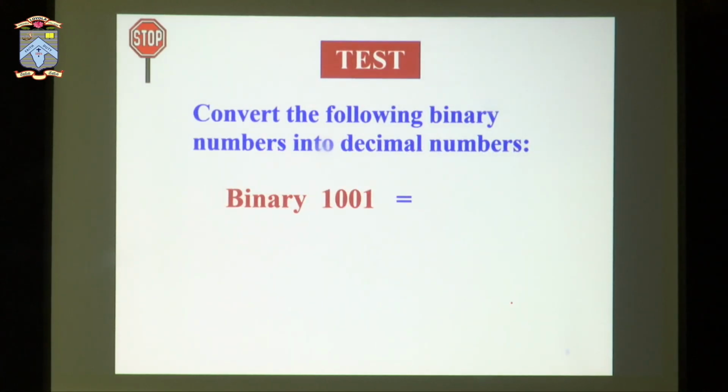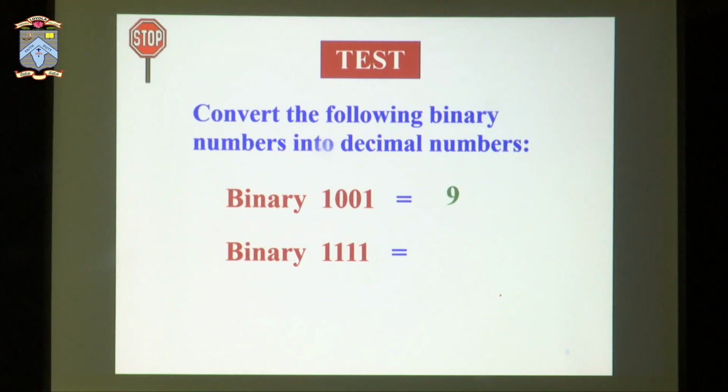Now, the small test is: what is the binary value 1001 equal to in a decimal number? The value is 9. How does it become that? The corresponding weights are 2 power 0 and here 2 power 3, which is 8. So, 8 plus 1 is equal to 9. And the binary 1111, four ones, is equal to 15, and the binary 10 is 2.